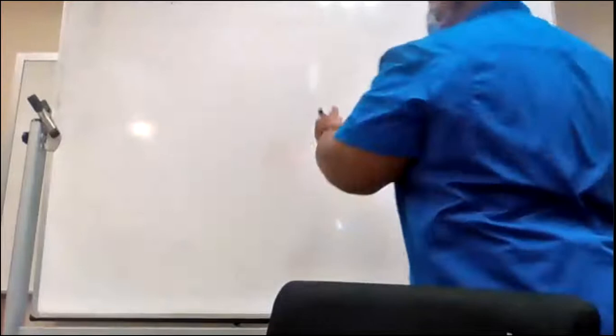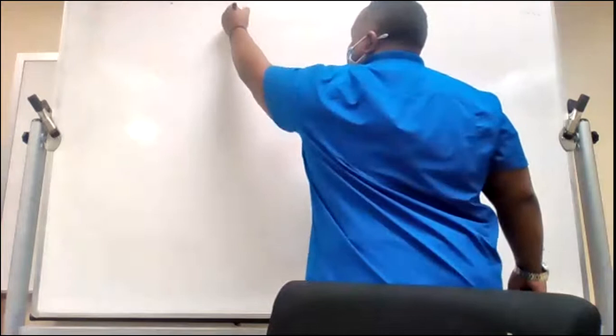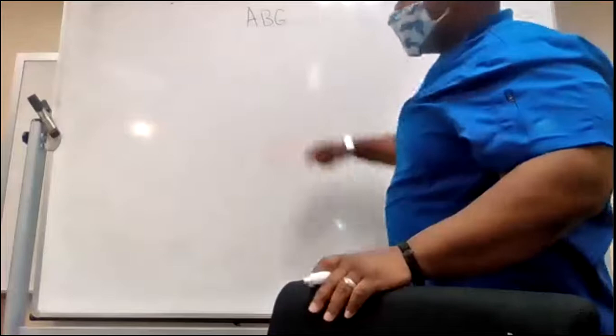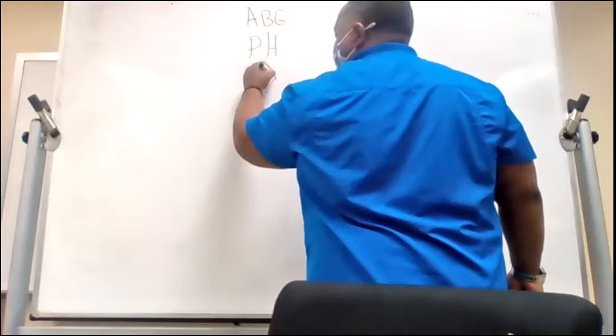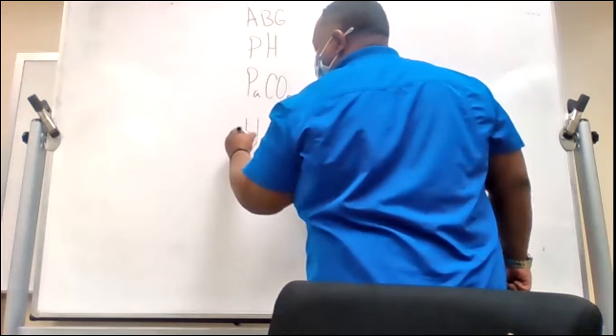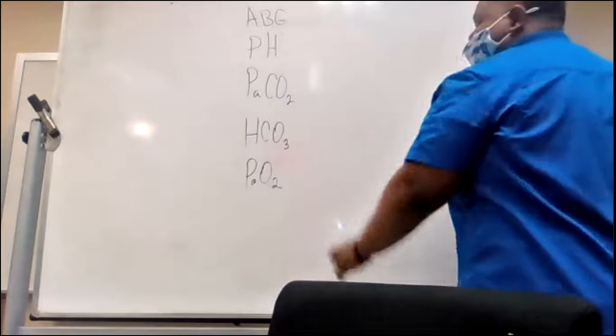These are the normal values in an ABG. I'm not going to give you numbers, I'm just going to give you the value or the actual unit. In an ABG, which is an arterial blood gas, okay? Arterial blood gas, you have pH, you have P little a CO2. You have HCO3, and you have P little a O2. Okay, these are your basic ABG parameters, which are in that module.